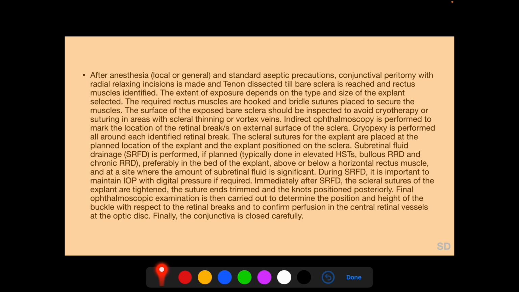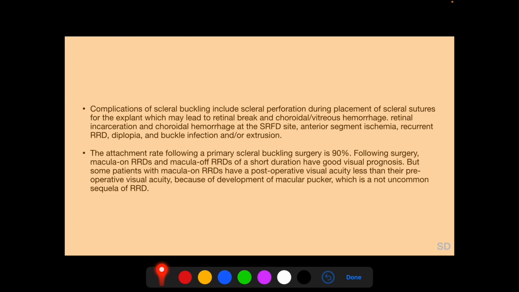Final ophthalmoscopic examination is then carried out to determine the position and height of the buckle with respect to the retinal breaks and to confirm perfusion in the central retinal vessels at the optic disc. Finally, the conjunctiva is closed carefully. Complications of scleral buckling include scleral perforation during placement of scleral sutures for the explant, which may lead to retinal break and choroidal and/or vitreous hemorrhage, retinal incarceration and choroidal hemorrhage at the SRFD site, anterior segment ischemia, recurrent rhegmatogenous retinal detachment, diplopia, and buckle infection and/or extrusion.